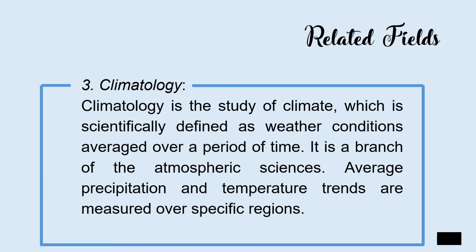Number 3 is climatology. Climatology is the study of climate, which is scientifically defined as weather conditions averaged over a period of time. It is a branch of the atmospheric sciences. Average precipitation and temperature trends are measured over specific regions. Part of the water cycle is precipitation, so climate and weather changes play a vital role in hydrology.